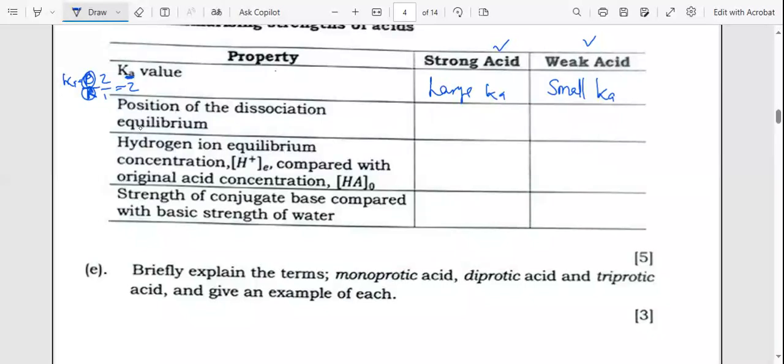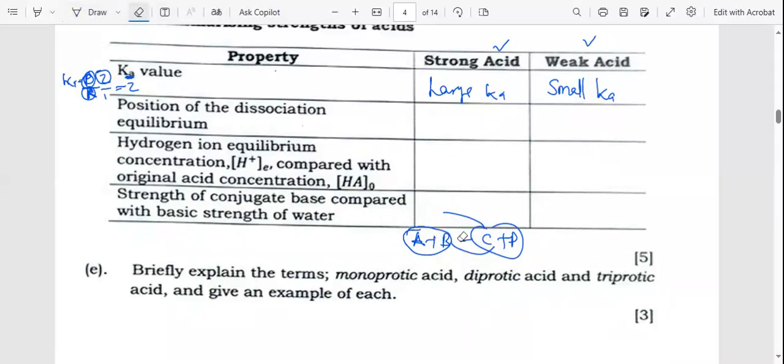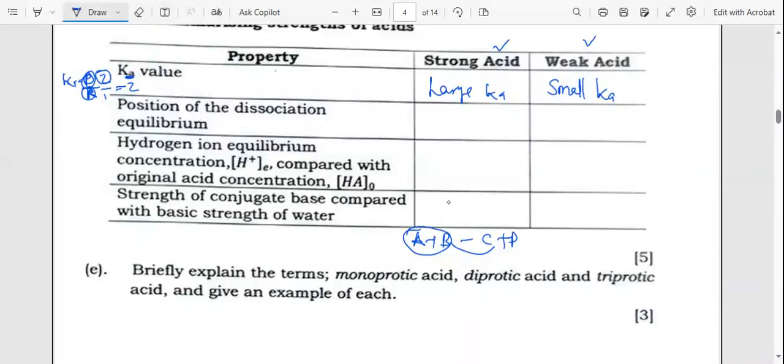Position of dissociation equilibrium: since we have a lot of products for a strong acid, it means we are reacting A plus B to give C plus D. If it is very strong like that, we'll have more product, and the position will go to the right at the start, because it wants to dissociate, to break. The breaking will go right. You get? That is it.